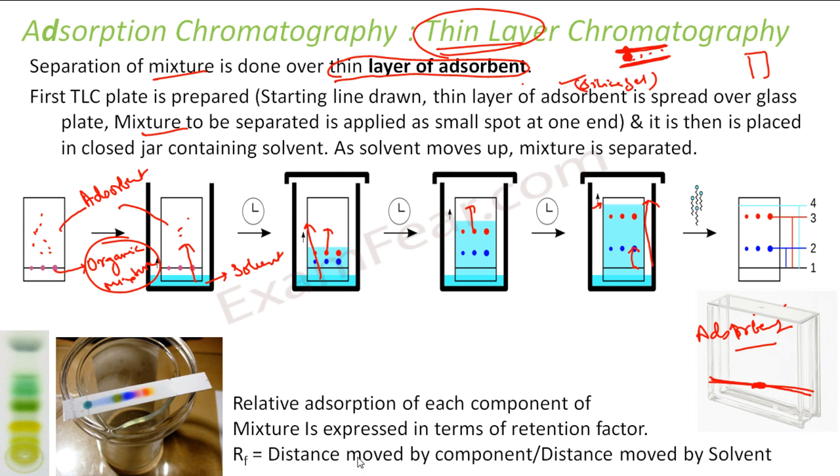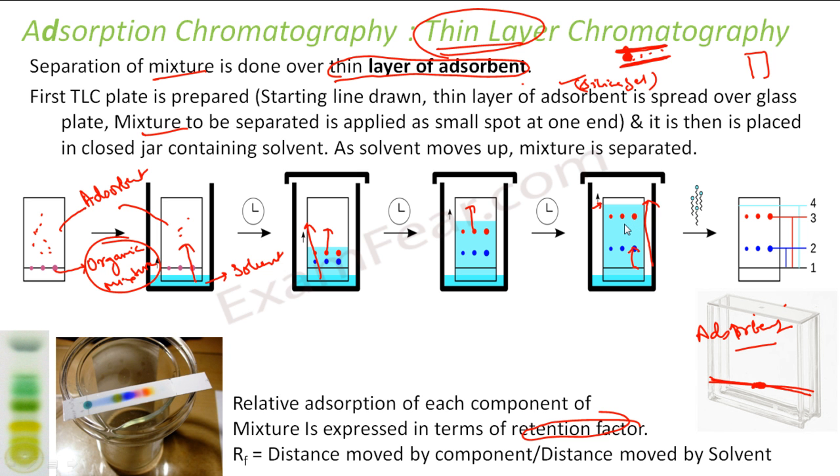So we have something called the retention factor. That is nothing but the distance moved by the blue component, if I'm talking about the retention factor of blue, divided by the distance moved by the solvent. If you want to find the retention factor of the red one, it will be the distance moved by the red organic compound divided by the distance moved by the solvent. So the retention factor of the red one is more, that means it moves faster, correct? The retention factor of blue is less, that means it moves slower.